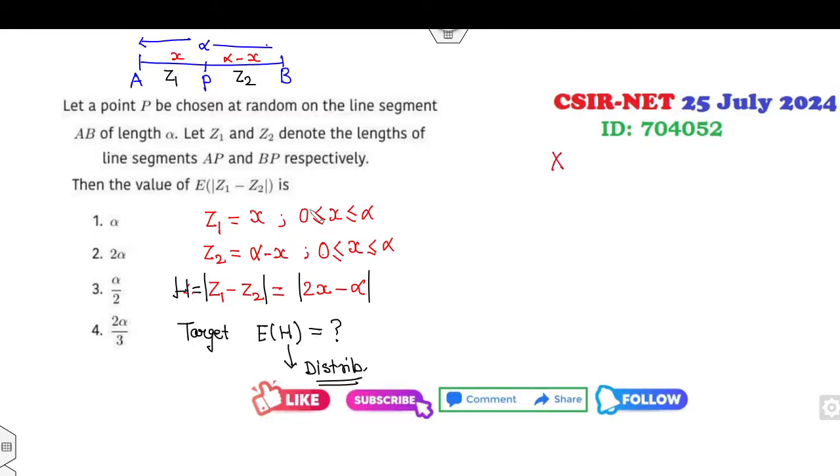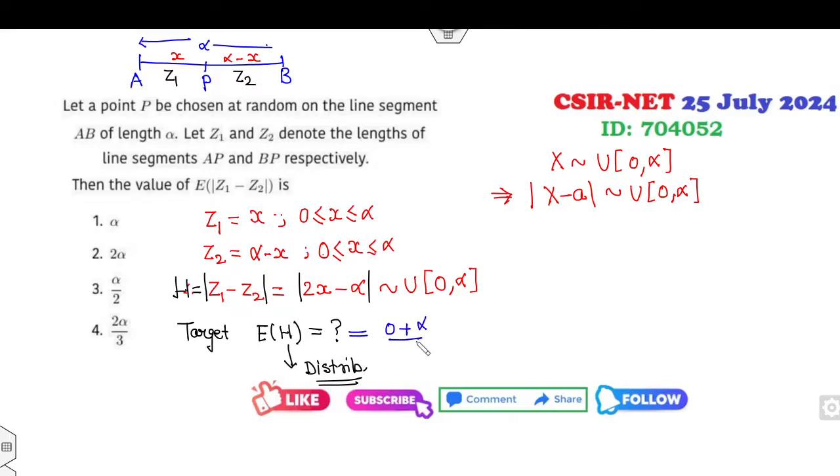Now, what is X? X follows the uniform distribution over the domain 0 to alpha. Then the modulus of 2x minus alpha will also follow the uniform distribution of 0 to alpha. Once it's a uniform distribution of 0 to alpha, what is the mean of the uniform distribution? A plus B over 2 is the right answer of this problem. That's a simple way; you must remember this case.